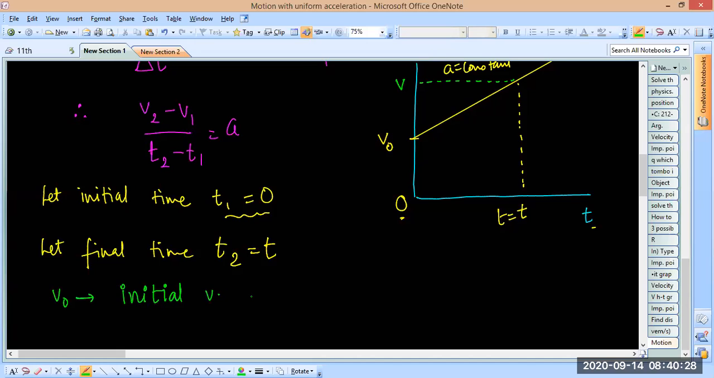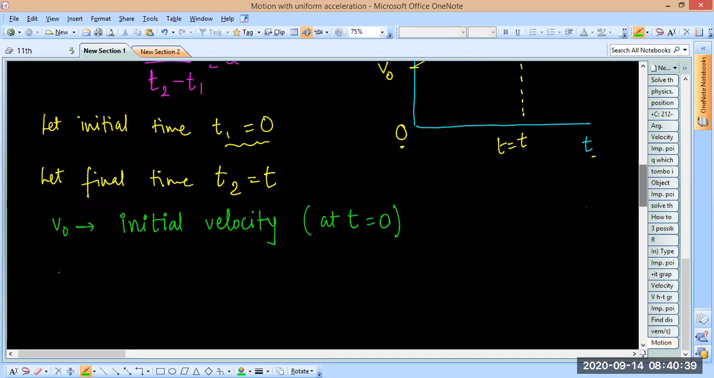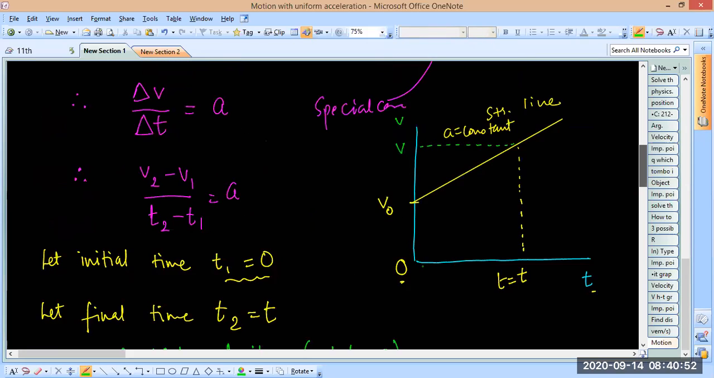Initial velocity is v0 again, right? Initial means at start, that is at t equal to 0, right? And final velocity is v, right? What's the final time? T equal to t. Again, this time 0 is the initial time, and this time is the final time. All right.